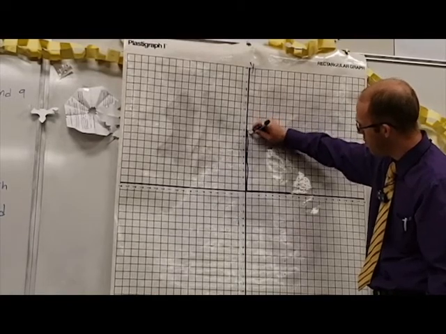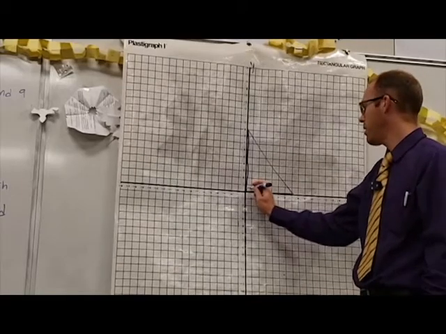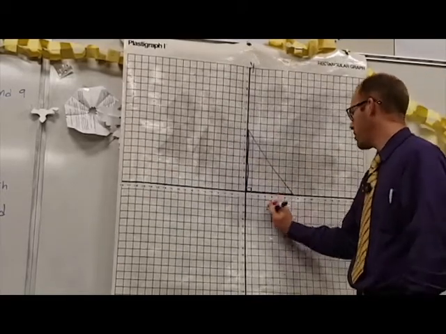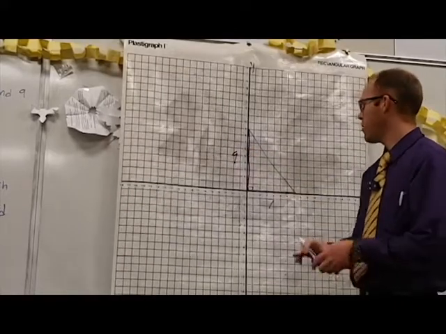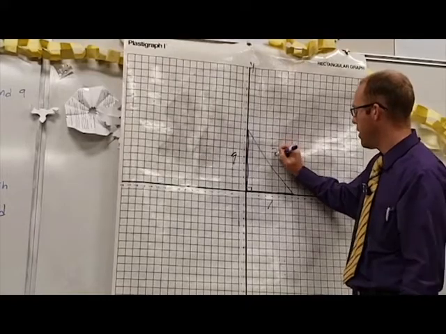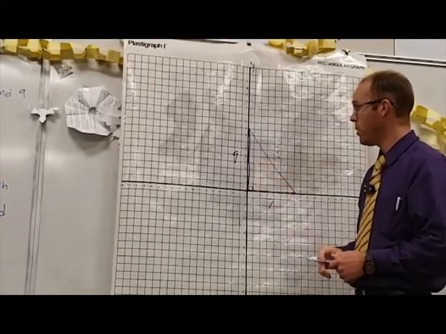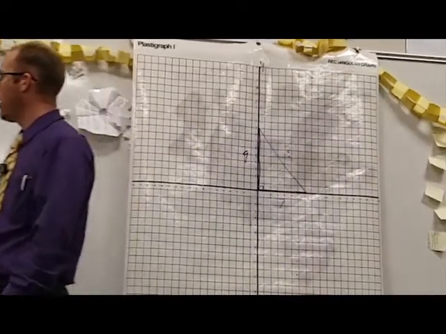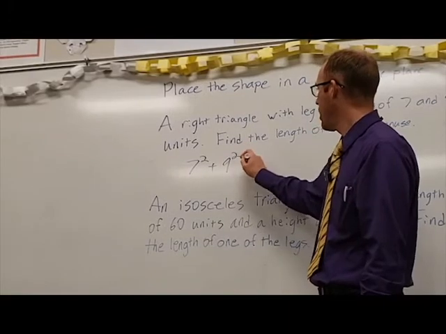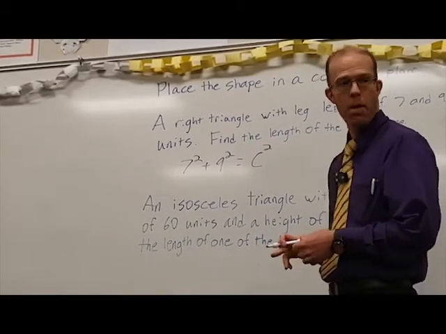And the hypotenuse just connects those ends. So we now have our right triangle. There's our right angle. Easy to draw. This is 7 units. This is 9 units. And we're now ready to set this up for finding the length of that. We're going to use the Pythagorean theorem because this is a right triangle. So let's go back here. We've got 7 squared plus 9 squared, and that will equal c squared, or the length of our hypotenuse.